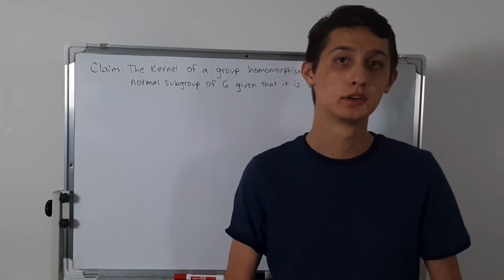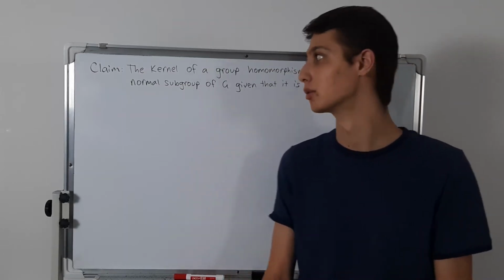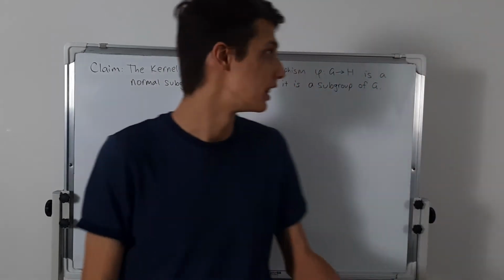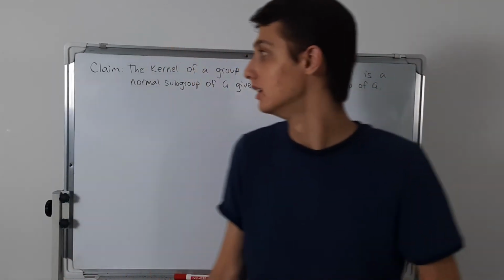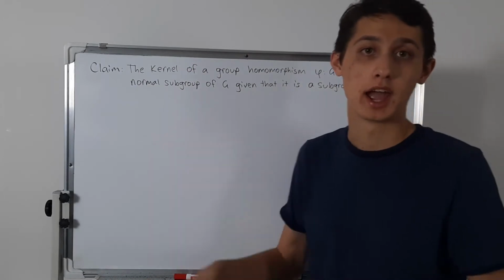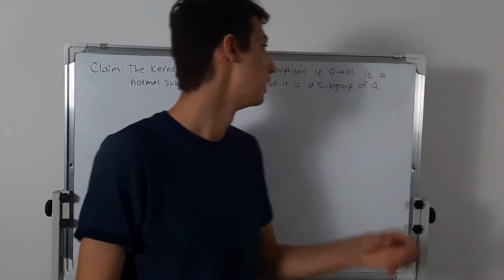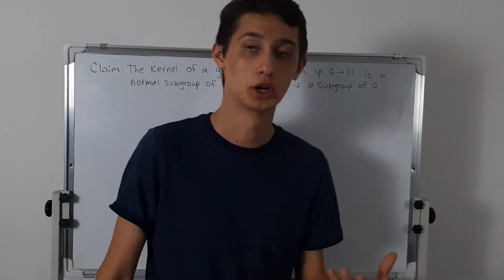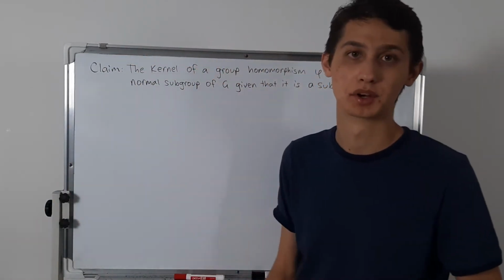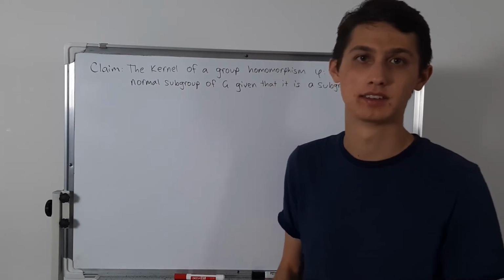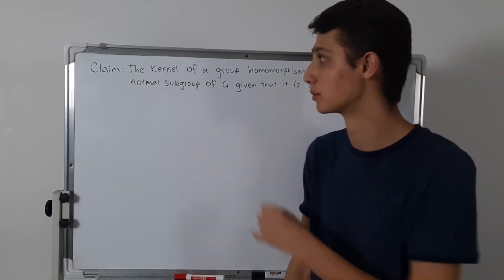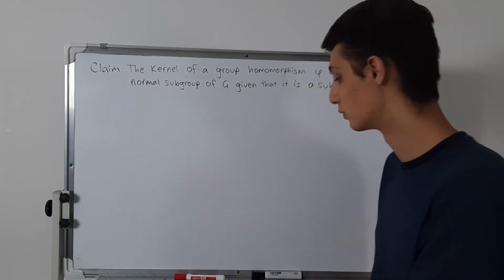So today we're going to do a little group theory proof. We're going to show that the kernel of a group homomorphism phi that maps from G to H is a normal subgroup of G, and we're going to assume that we already know that the kernel is a subgroup of G. We're just showing that it's a normal subgroup, okay? Showing that it's a subgroup is kind of boring, uninteresting. I think the cooler part is showing that it is a normal subgroup.